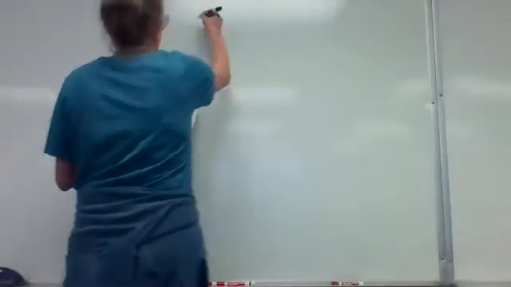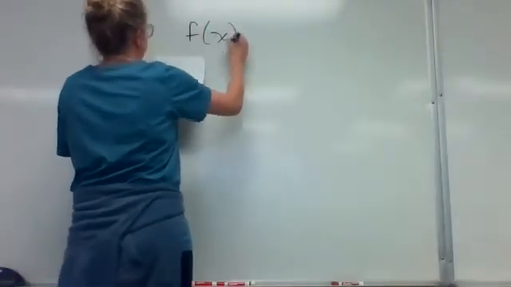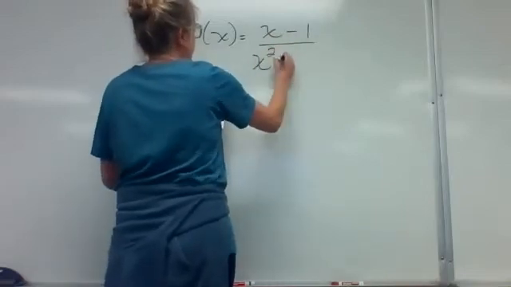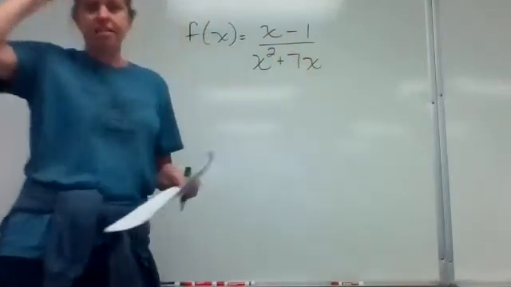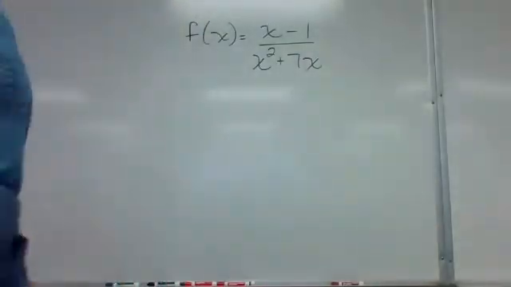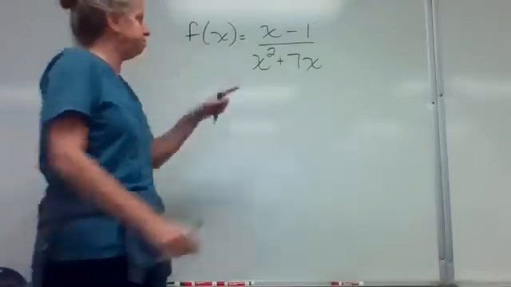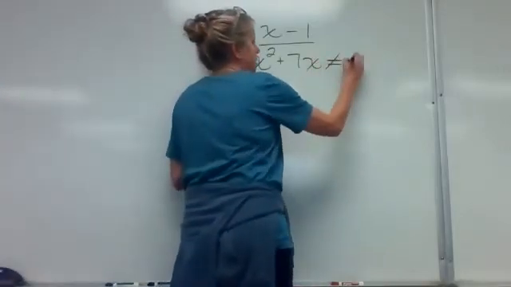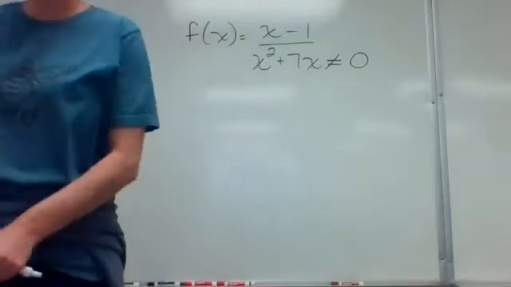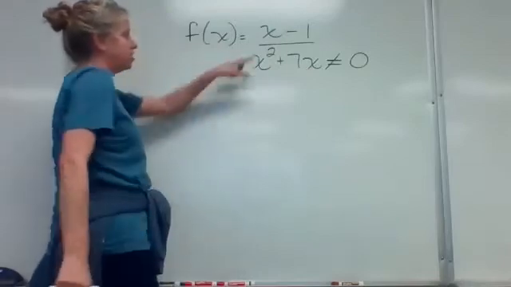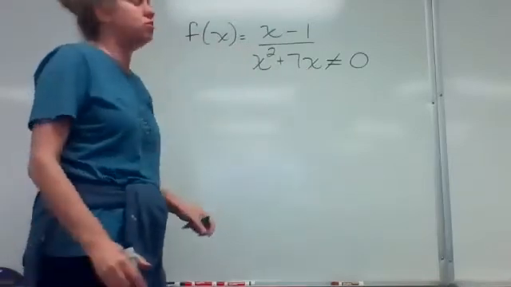All right, number 8. Find the domain and write in interval notation. So my function is f of x equals x minus 1 over x squared plus 7x. Now remember, the domain of a rational function, you're looking at the denominator. Because remember, the denominator of a fraction cannot equal 0. So I need to figure out what makes this denominator equal 0. Since it's squared, there's going to be 2 numbers.